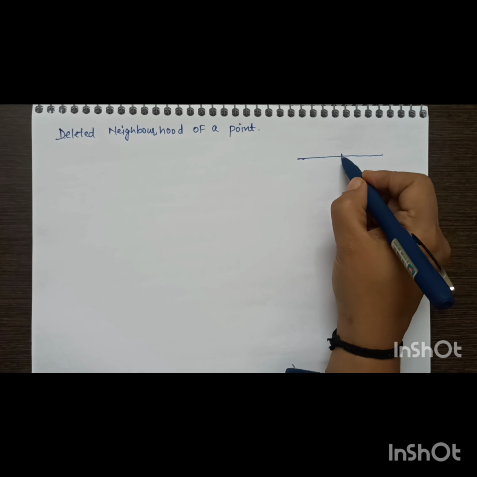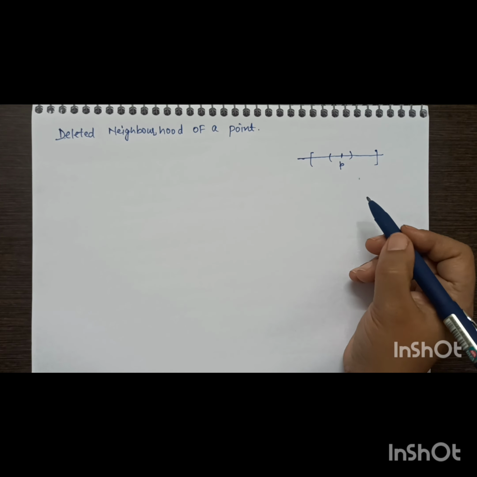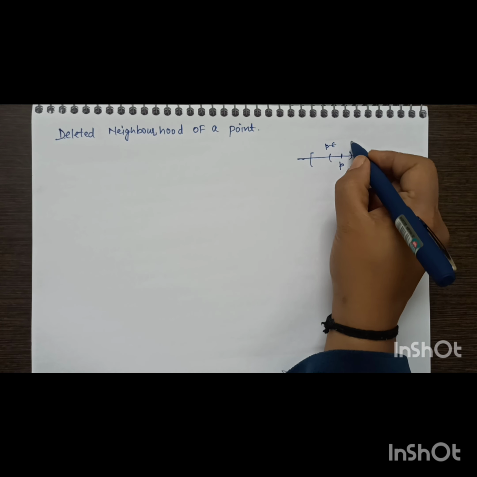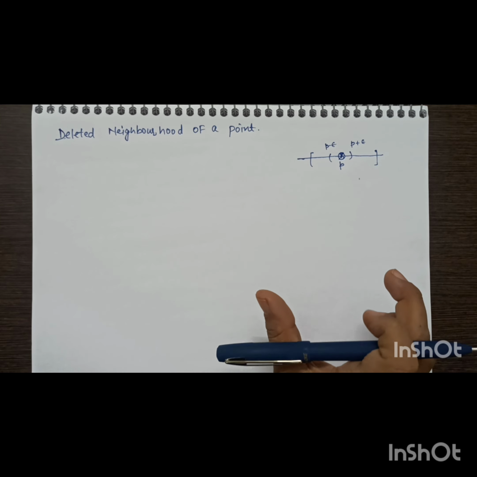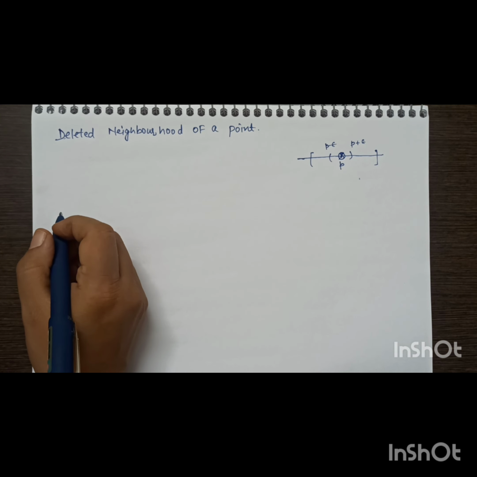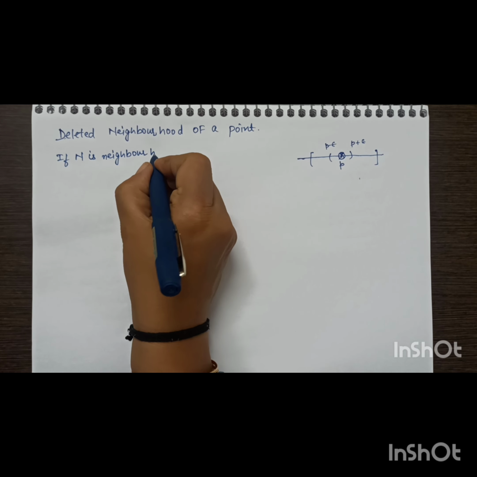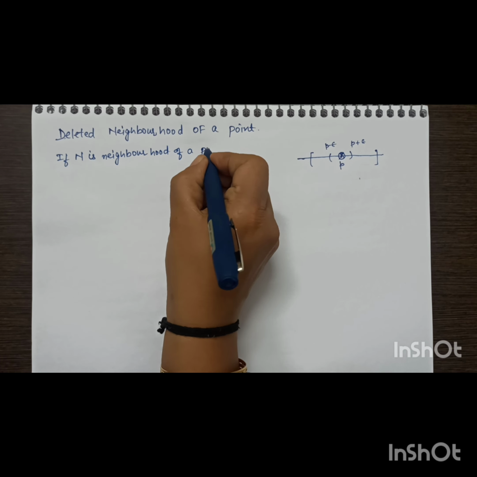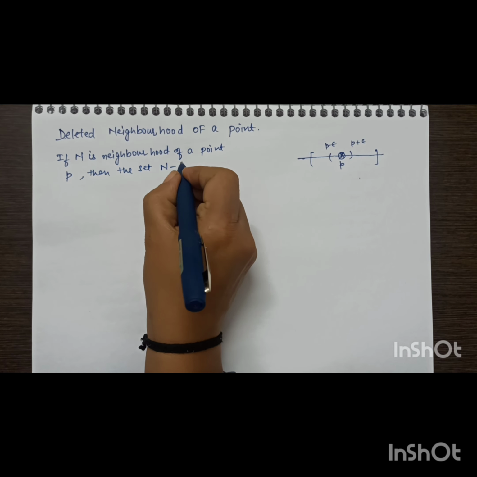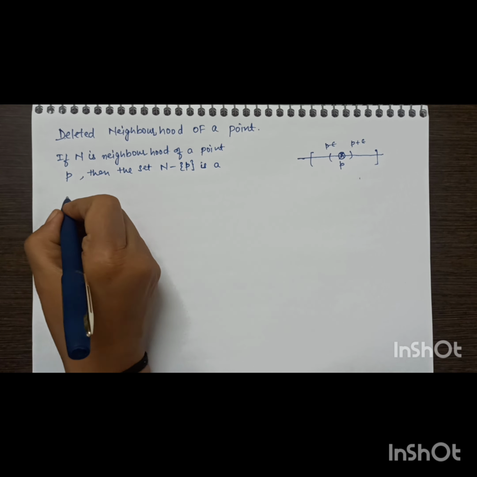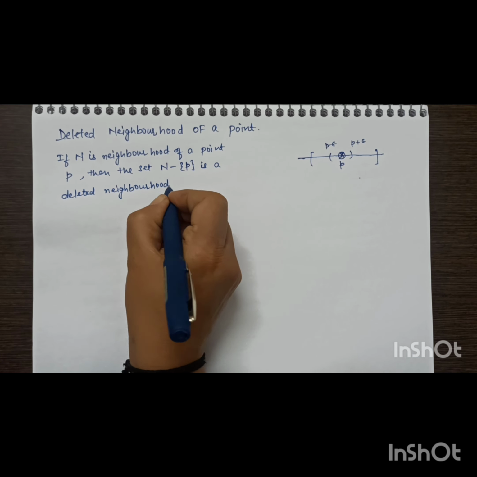Next is deleted neighborhood. If you have understood what is the neighborhood of a point, then from that set remove the point P. The collection should not contain the point P itself. Then that set will be called the deleted neighborhood of that point P. So if N is a neighborhood of a point P, then the set N minus P, remove point P from the neighborhood collection.